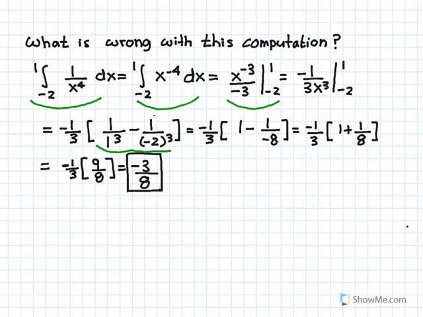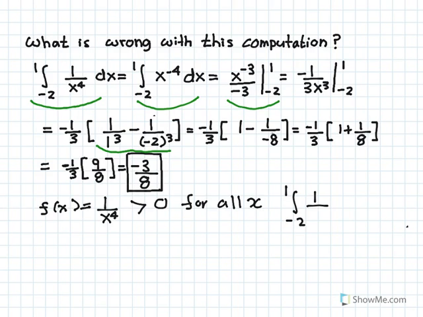Why is this the wrong answer? Well, the reason is that f(x) equals 1 over x^4 is always larger than 0 for all x. That means the integral from -2 to 1 of 1 over x^4 dx will represent the area under the curve, and that has to be positive. But we have a negative result, so that means something is wrong. So the reason is FTC, the fundamental theorem of calculus, cannot be applied to a function that's discontinuous, and this function clearly is discontinuous at x equals 0.